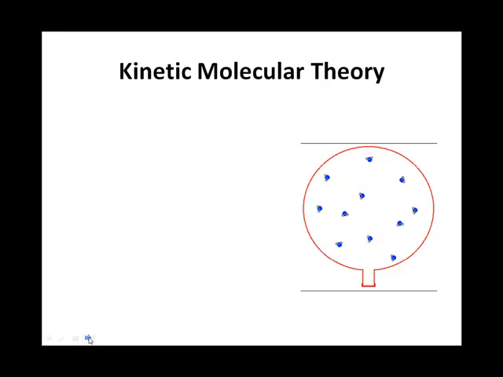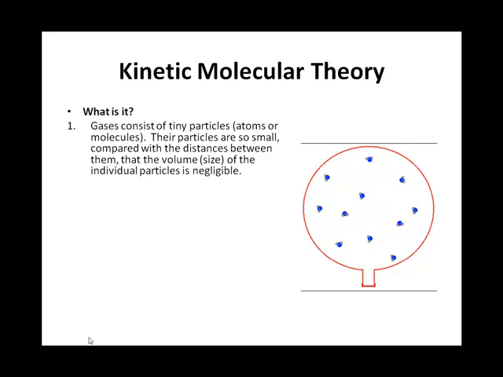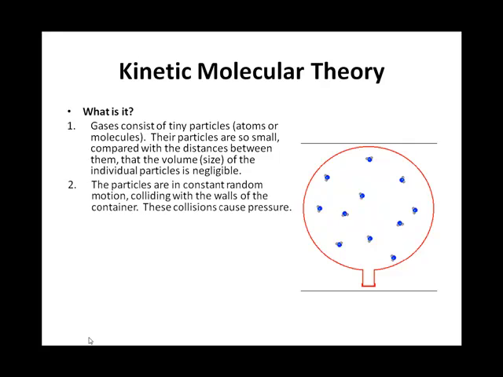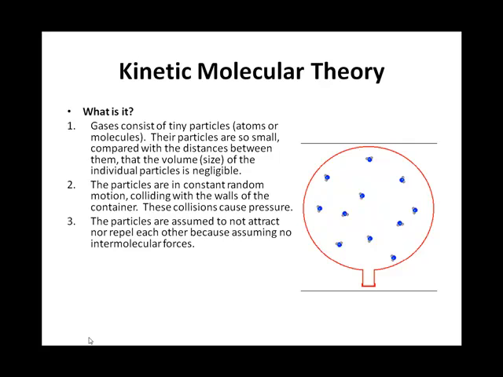Kinetic molecular theory. So what is it? Well, in the kinetic molecular theory, we are assuming that gases consist of very, very tiny particles, and those particles are so small compared with the distance between them that the volume of those particles is really negligible. What's actually happening is these particles are in constant random motion, and when they collide with the walls of the container, this causes pressure. We also assume that there is no attraction between particles and no repulsion of particles.